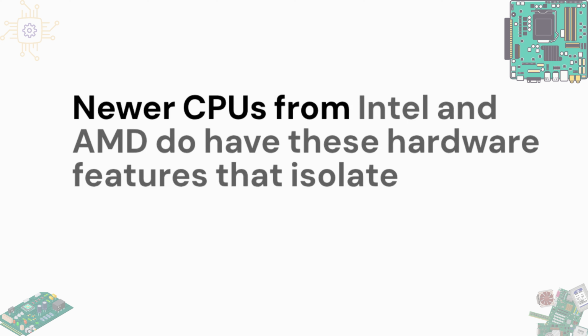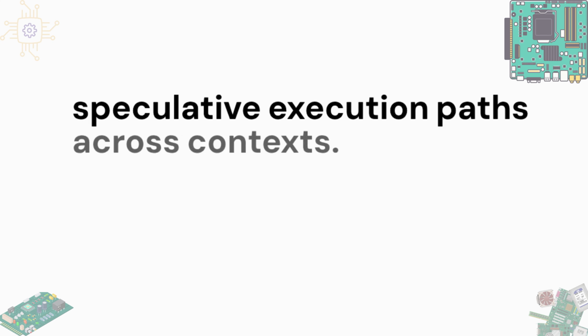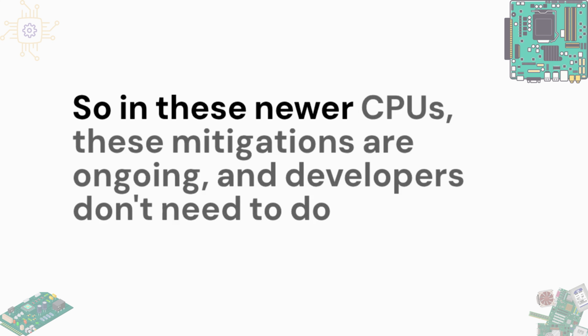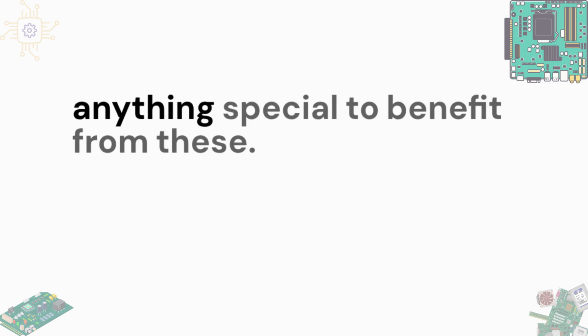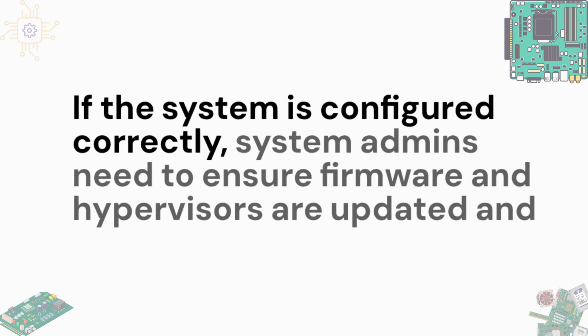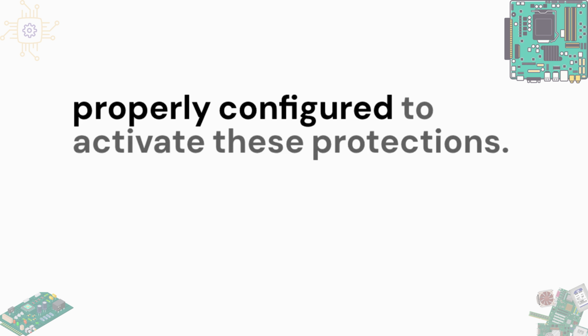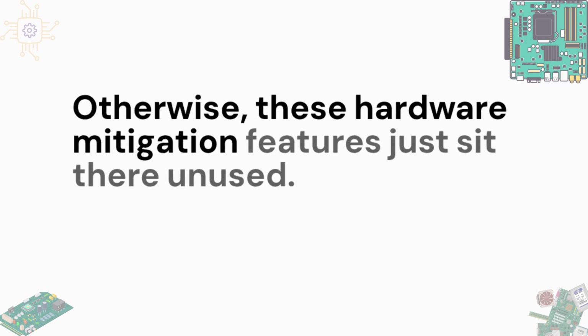Newer CPUs from Intel and AMD do have these hardware features that isolate speculative execution paths across contexts. So in these newer CPUs, these mitigations are on by design. And developers don't need to do anything special to benefit from these if the system is configured correctly. System admins need to ensure firmware and hypervisors are updated and properly configured to activate these protections. Otherwise, these hardware mitigation features just sit there unused.